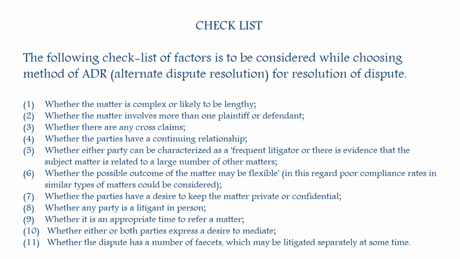Sixth is whether the possible outcome of the matter may be flexible. Seventh is whether the parties have a desire to keep the matter private or confidential. Eighth is whether any party is a litigant in person. Ninth is whether it is an appropriate time to refer a matter. Tenth is whether either or both parties express a desire to mediate, conciliate, or negotiate. Eleventh is whether the dispute has a number of facets which may be litigated separately at some time.